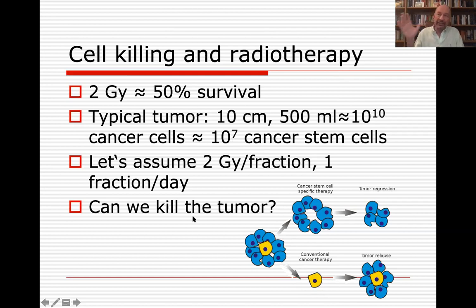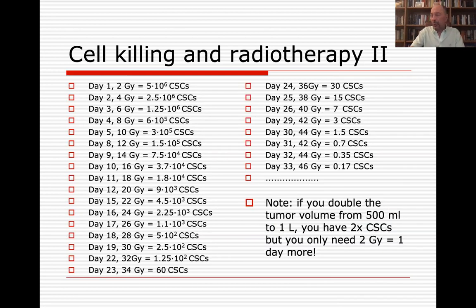The old conventional standard fractionation regime is 2 gray per fraction, 1 fraction per day. So you have to go every day to receive 2 gray. So the question is, can we kill the tumor? How many fractions do we need to kill the tumor? If we completely ignore repopulation and repair, the 4 R's, and only imagine that every day we give 2 gray and every day we kill 50% of the cells, the calculation turns out like this.